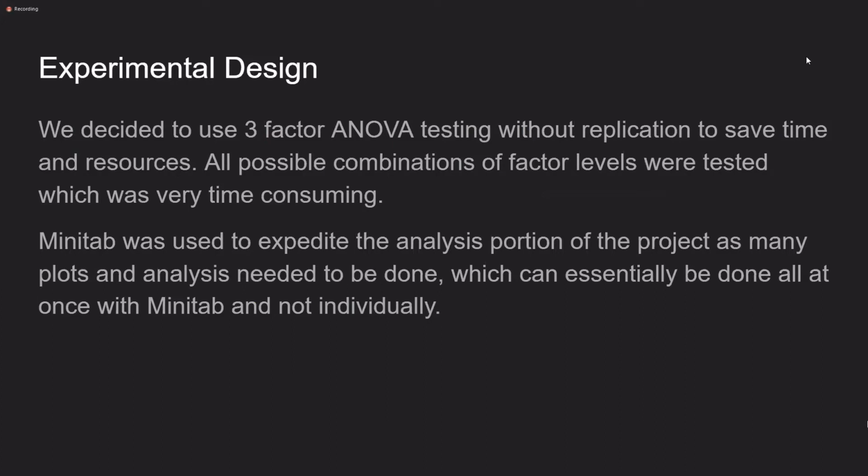Regarding the experimental design of the three-factor ANOVA tested without replication, we were able to save time and resources in our experiment and overall analysis of the data. Since all possible combinations of the factors described as independent variables were tested, this was a very time-consuming process. To perform this analysis, Meta was used in order to make this portion faster. Next slide, please.